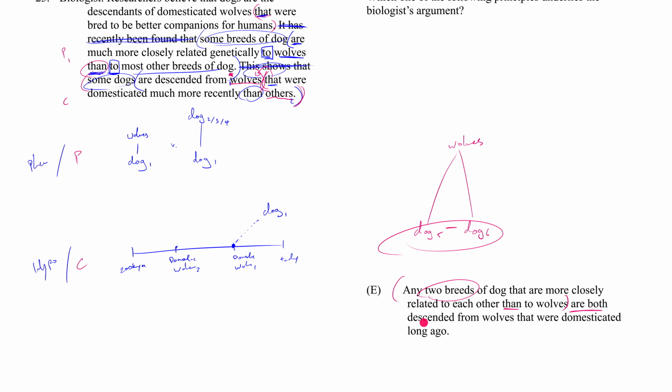Then both of you are descended from wolves that were domesticated long ago. I don't even know what long ago means. Geez. Because here it was merely relative, like more recently than others. Here it's absolute, but it's an ambiguous absolute pointer. What the hell is long ago? To me, 1,000 years is a pretty long time ago. So is 100,000 years. What are you pointing to? It's so frustrating, but I guess it's not that frustrating because it's not the right answer for its ambiguity, at least. But it's not even clear what you're talking about.